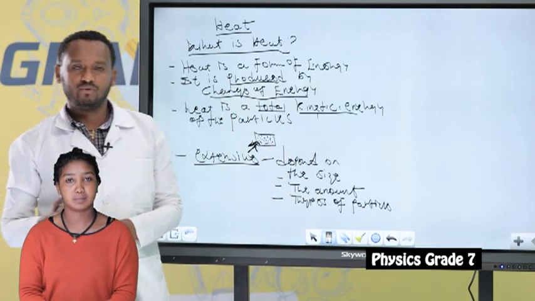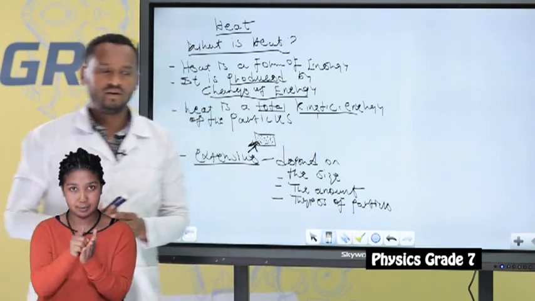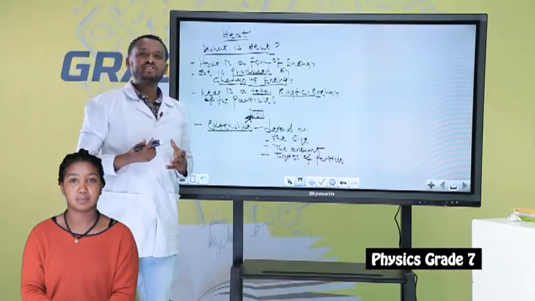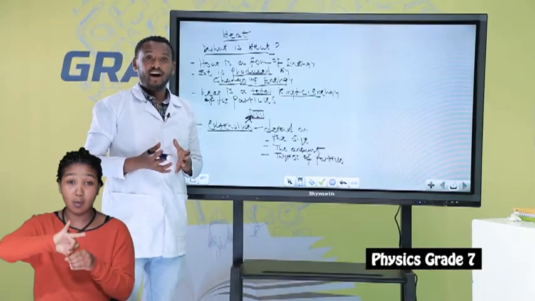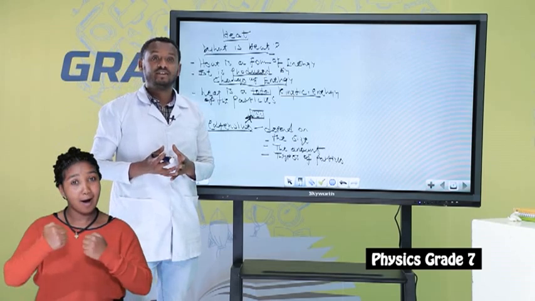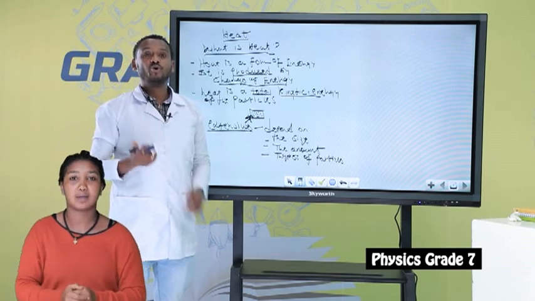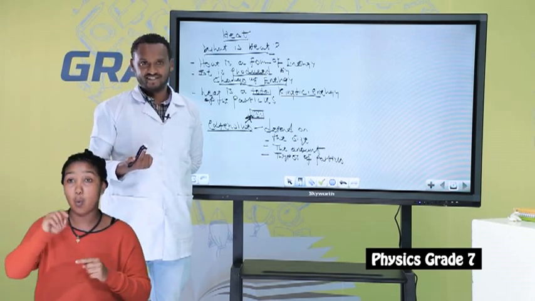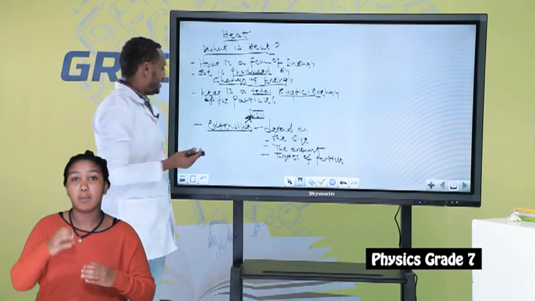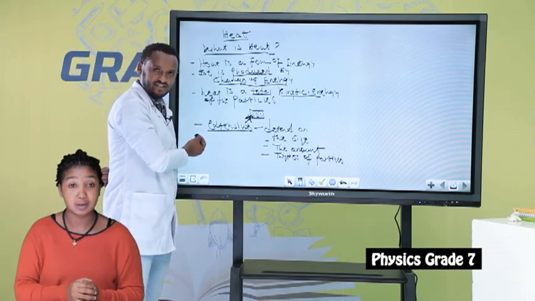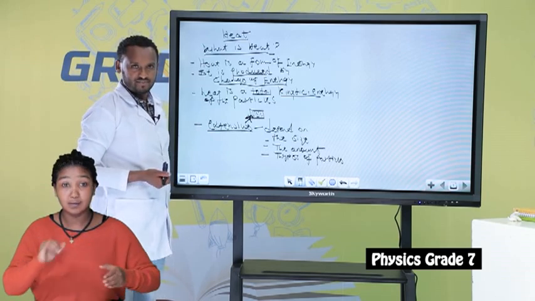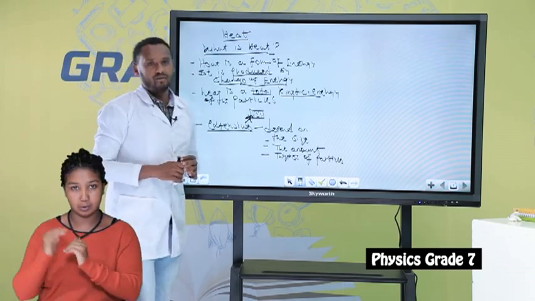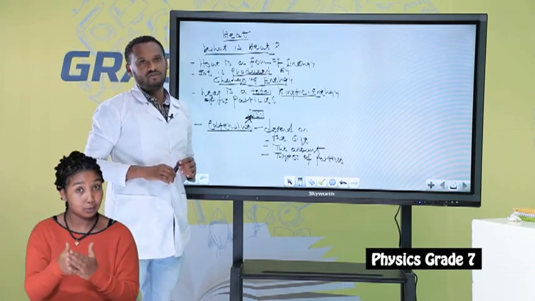Let us give you one example. 100 liters of boiling water has different heat to 1 liter of boiling water, because heat is extensive. It depends on the amount. This is all about the definition of heat.